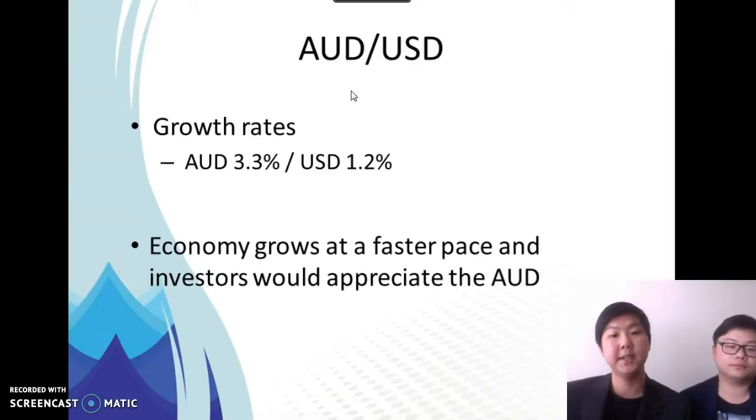Another factor affecting the value is the growth rate of the economy, because investors would always like to invest in economies that's high in growth rate. The GDP growth rate of Australia and US is 3.3 and 1.2 as follows, and this means that the economy of Australia grows at faster pace, and investors will appreciate the Australian dollar because if they invest in Australian investment projects, they are more likely to generate higher returns.